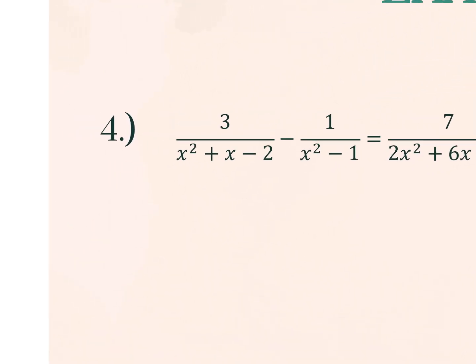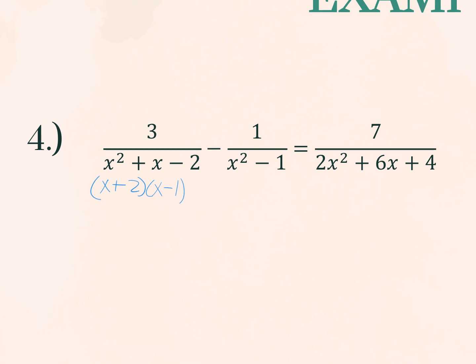Let's start here. x squared plus x minus 2 can factor into an x plus 2 and an x minus 1. You're looking for factors that multiply to negative 2 and add to positive 1. An x squared minus 1 should get you an x plus 1 and an x minus 1. Again, this is a difference of perfect squares.